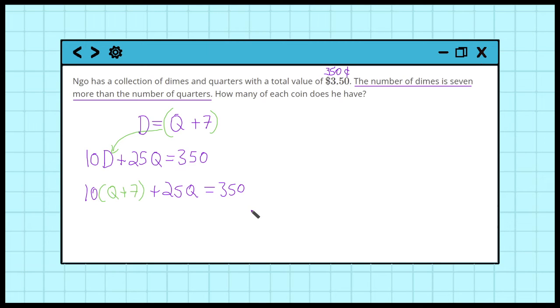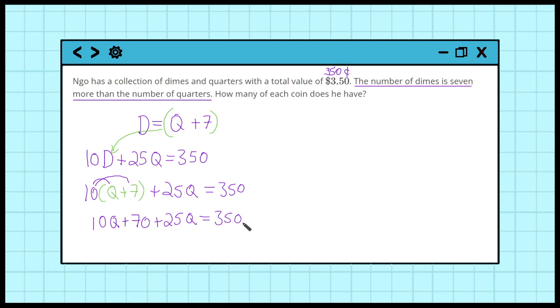Now to solve from here, I need to distribute, combine like terms, and use SADMAP. So I'm going to start by distributing. 10 times Q is 10Q, plus 10 times 7 is 70. Carry down my plus 25Q, and my equals 350.